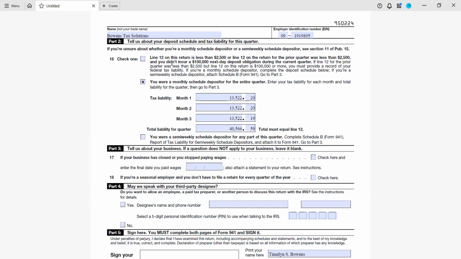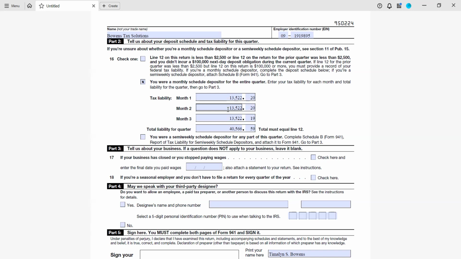Because there are some people who are having to make deposits of taxes every week. There are some who are making deposits every month, like in this example. So you want to pay attention to this part. In this example, we are a monthly scheduled depositor. So for month 1, which was April, we have the deposit of 13,522.20.